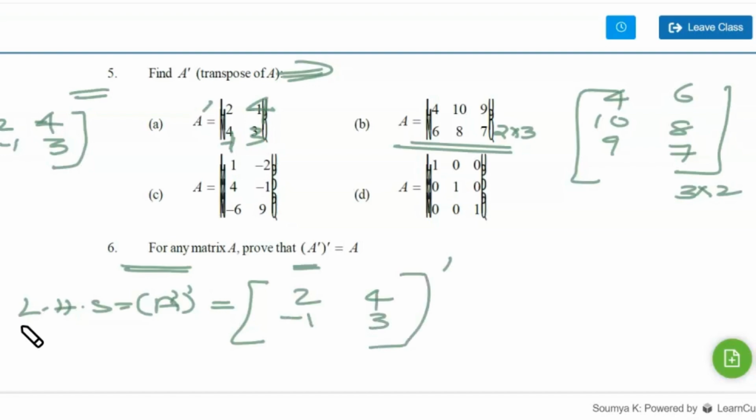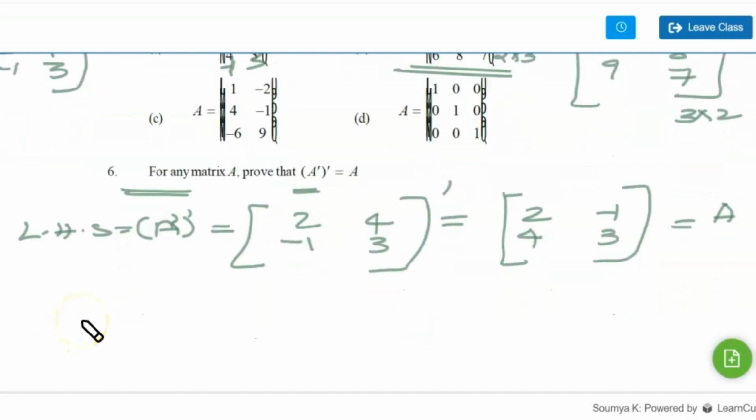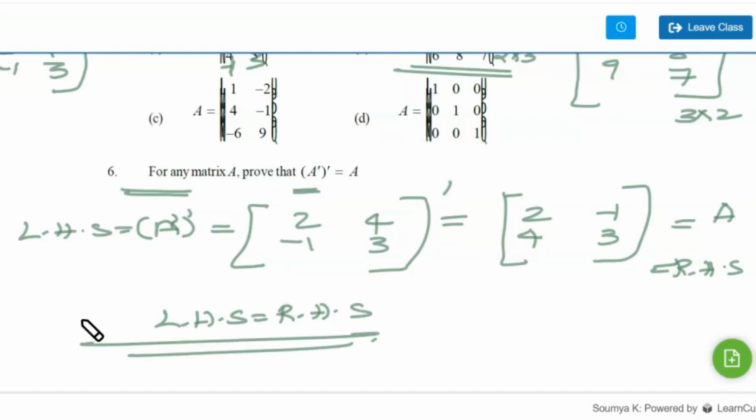and then do again transpose of this. And if you do transpose of this, again you will be getting 2, 4, minus 1, 3, which is exactly equal to your A matrix given in this question. Okay, so you are taking an example and showing. So easily, which is equal to right hand side, and you arrive at an answer that left hand side is equal to right hand side. This is the final solution.